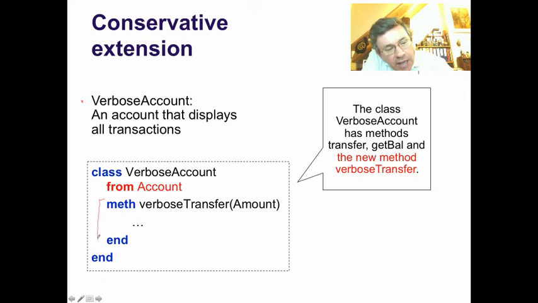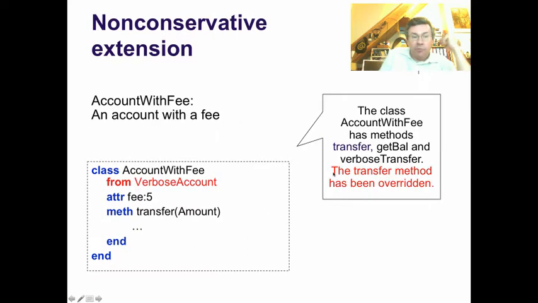So we will define a new method, verbose transfer. Notice class verbose account inherits from account. We have the existing methods transfer and get bal and the new method verbose transfer. Okay? This is a conservative extension because all objects of the class verbose account have not changed the methods transfer and get bal, so they still work where objects of account worked.